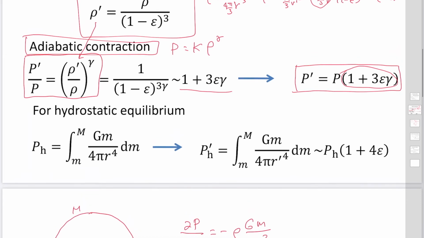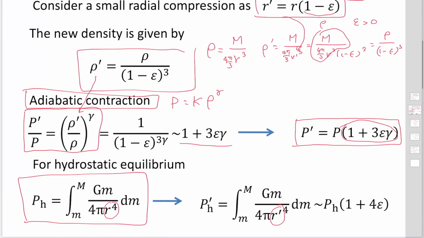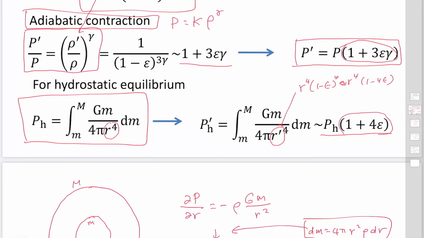So the hydrostatic pressure is expressed this way before the compression, and after the compression r is changing to r prime. So r prime to the fourth is r to the fourth times 1 minus epsilon to the fourth, which is nearly r to the fourth times 1 minus 4 epsilon. Then the hydrostatic pressure is expressed as P sub h, and the increase factor is 1 plus 4 epsilon.